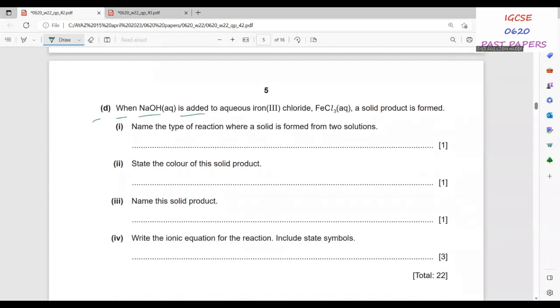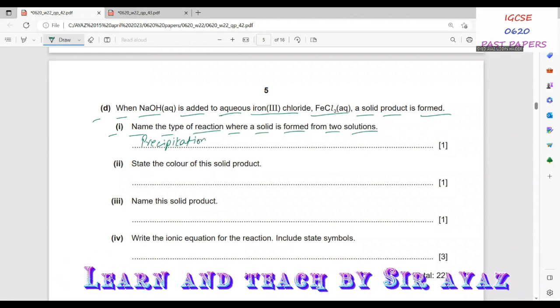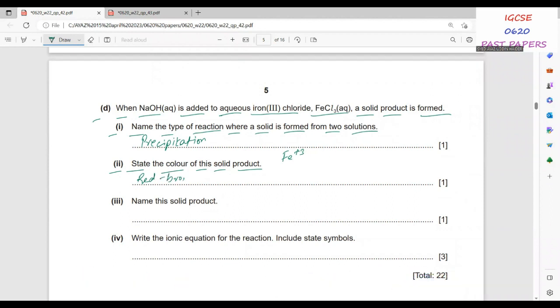D. When NaOH aqueous is added to aqueous iron 3 chloride FeCl3 aqueous, a solid product is formed. Number 1, name the type of reaction where a solid is formed from 2 solutions. So precipitation. Number 2, state the color of this solid product. It contains Fe+3 and Fe+3 is red brown precipitate. So we write red brown. Number 3, name this solid product. The name will be iron 3 hydroxide.